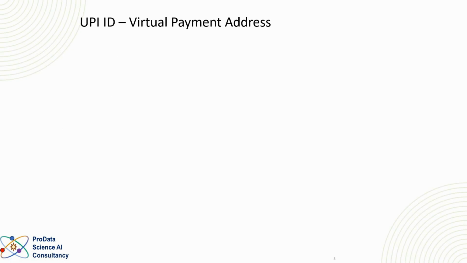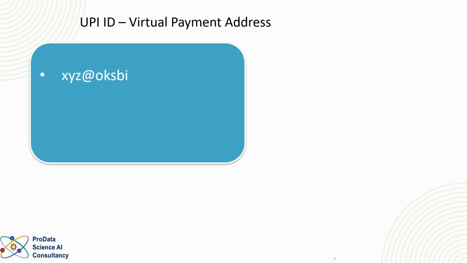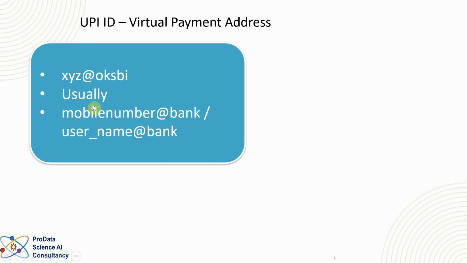So let's first understand what is a UPI ID. Your UPI ID or virtual payment address is the same thing. In most cases, you will find something like XYZ at OKSBI as a UPI ID. And what does it mean? Mostly the format is either mobile number at bank or username at bank. It looks almost like half an email ID. But what does it mean?